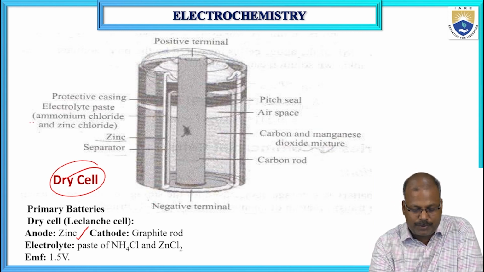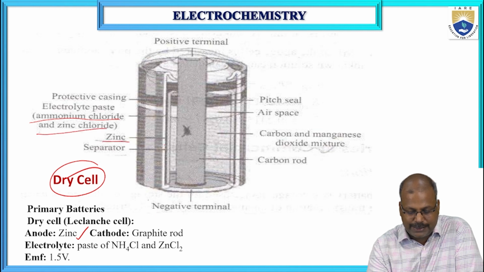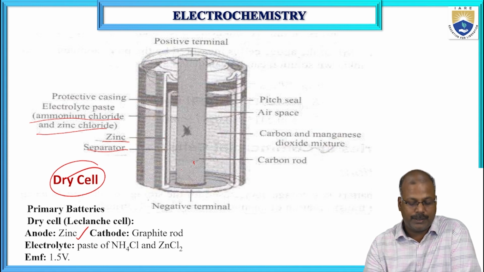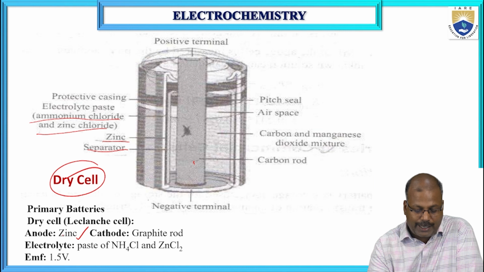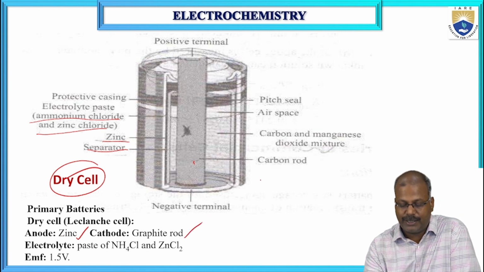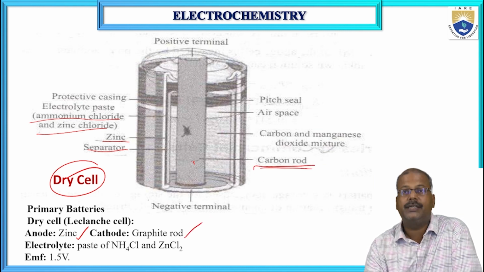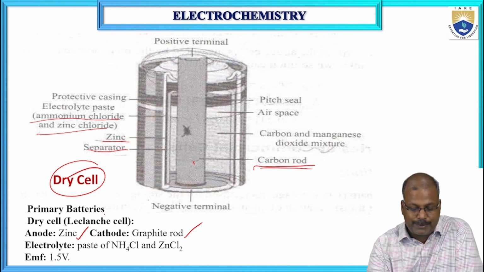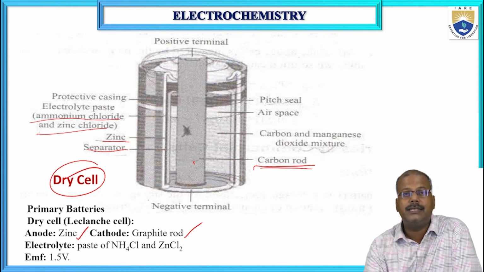Okay, ammonium chloride and zinc chloride, zinc separator. This is the carbon rod, graphite rod. This is the cathode, and this here is zinc. There is a separator between this cathode and anode. So the anode is zinc, the cathode is a graphite rod, which is nothing but the carbon rod, which is here. And the electrolyte is a paste of ammonium chloride and zinc chloride.